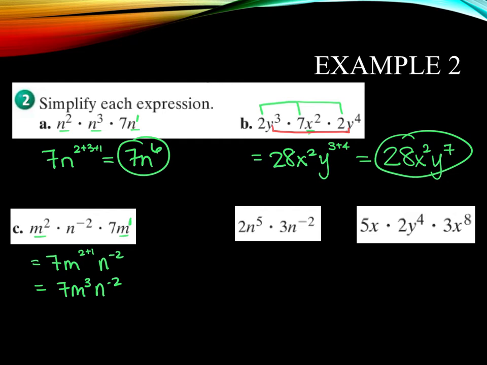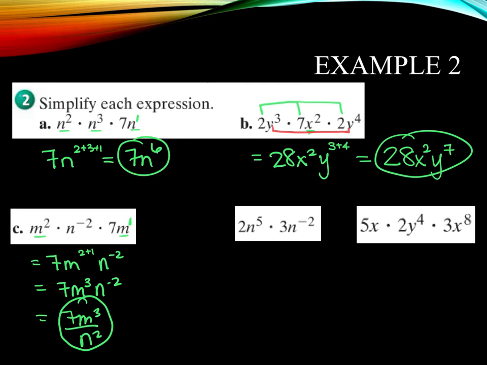And I say that because when I have a negative exponent, remember that's telling me that it's in the wrong spot. So in this case, that's really in the numerator, which tells me then that that n to the negative second really needs to go to the denominator. So my 7m cubed is going to remain in the numerator, and my n squared is going to go to the denominator, just like this here.